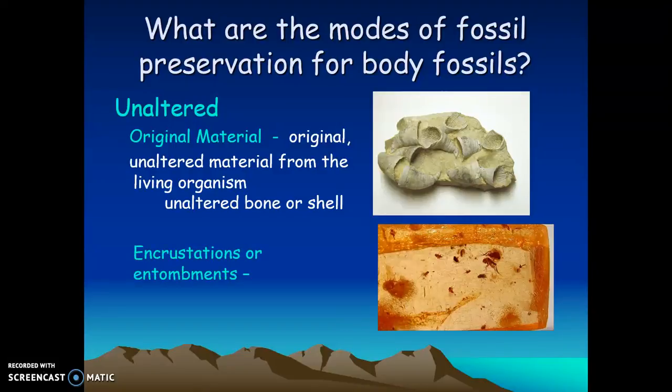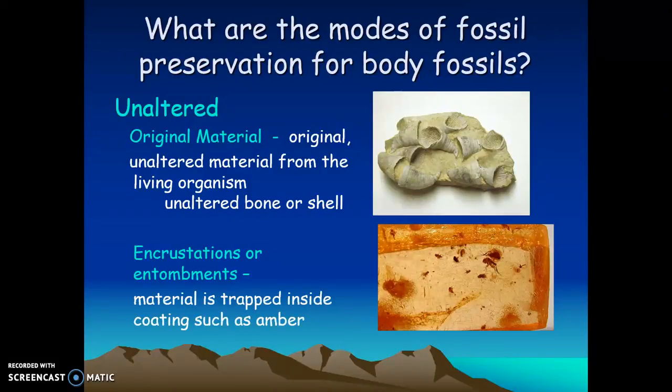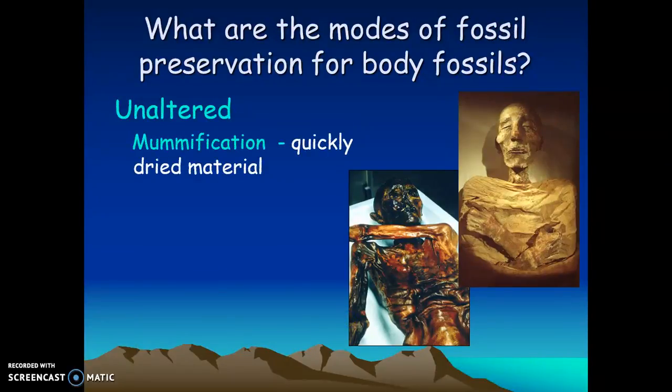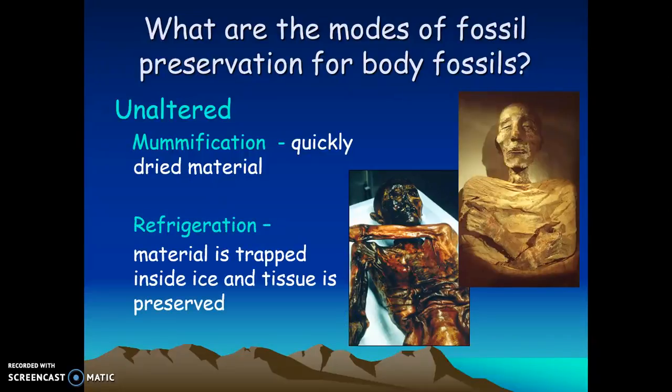Then we have incrustations or entombments, which is the material that is trapped inside coatings such as the amber. So this is like when an animal gets stuck in the sap or something of a tree and the cast is just molded in. Then also unaltered, we have mummification, which is quickly dried material. This is what most cultures do with their bodies after they have died. Then we have refrigeration, which is the material that is trapped inside ice and tissue, which is preserved.